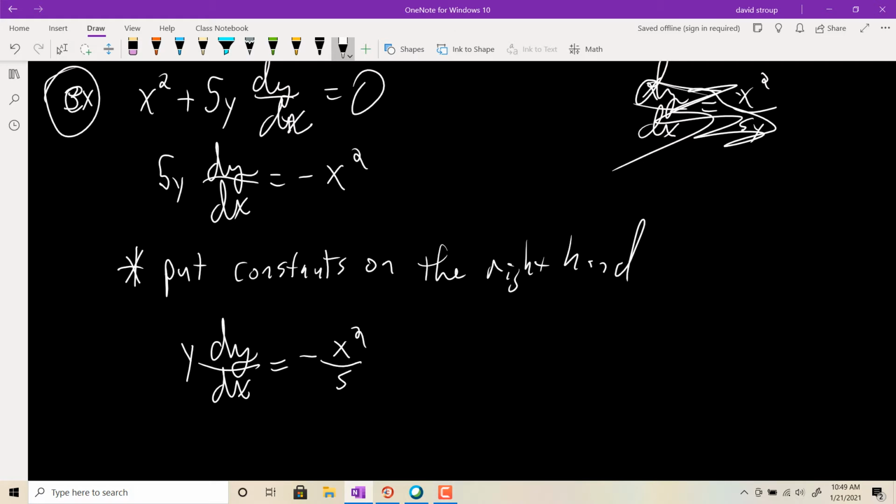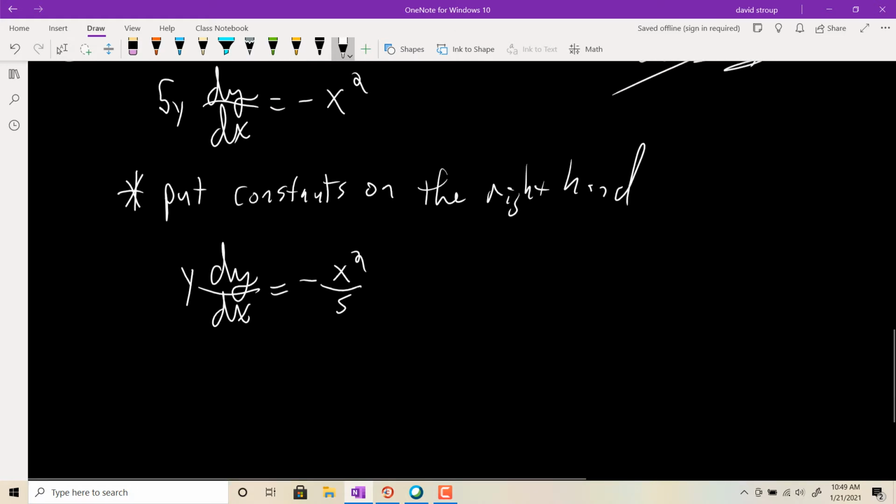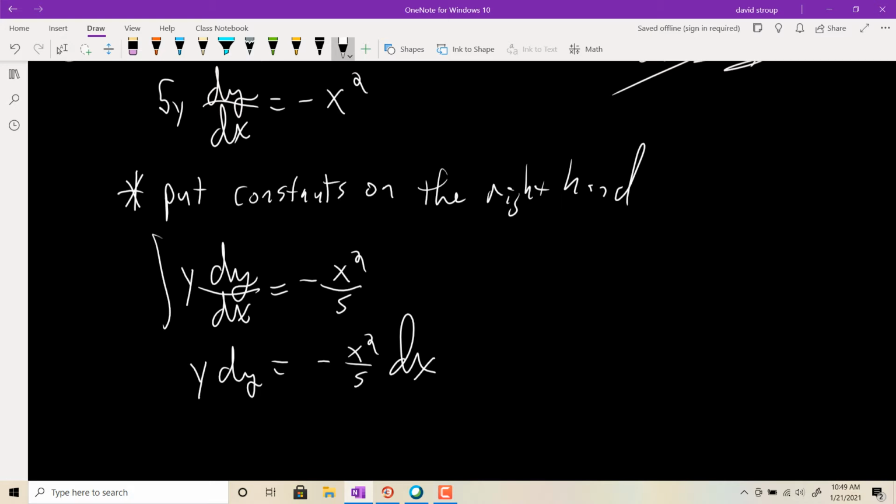Then separate completely, get that dx over. So you have y dy equals negative x squared over 5 dx. Technically, what you're doing is integrating both sides with respect to x, just like you would square both sides or add something to both sides. You're doing the same thing on both sides, but for the sake of simplicity they separate in this way. I don't know why they do it, honestly.